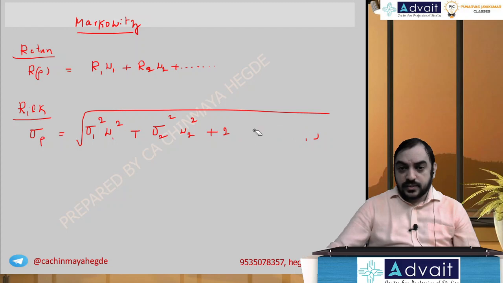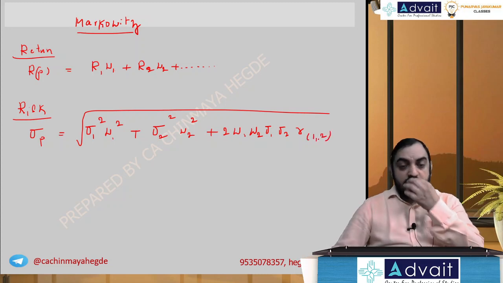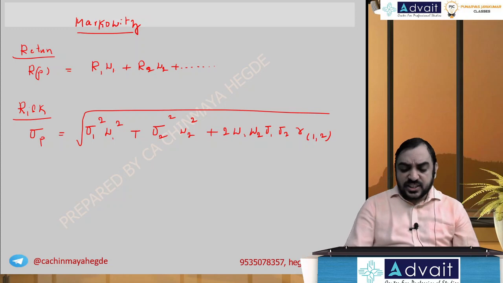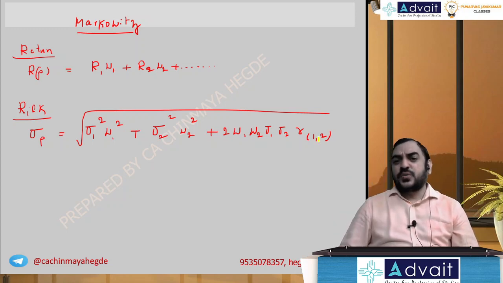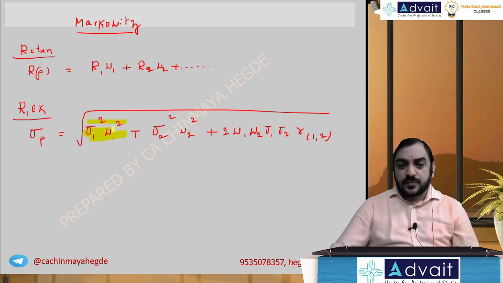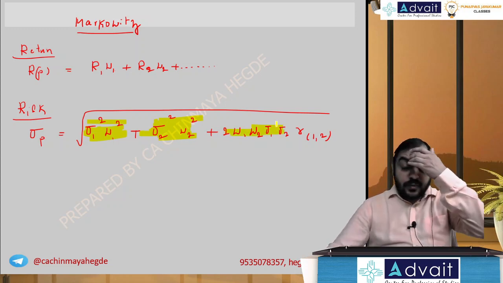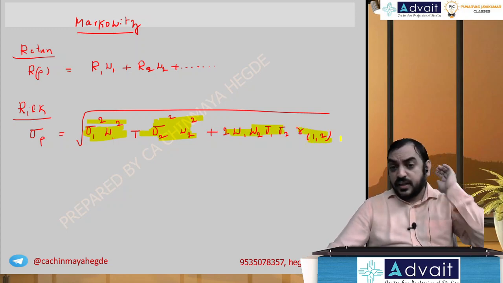I'll just rewrite this: 2 W1 W2 sigma 1 sigma 2 multiplied by R between 1 and 2. R means the correlation coefficient between 1 and 2. Remember the (a plus b) whole square formula. This is a square, sigma 1 square W1 square. This is b square, sigma 2 square W2 square. Then 2ab, which is 2 W1 W2 sigma 1 sigma 2 multiplied by R.